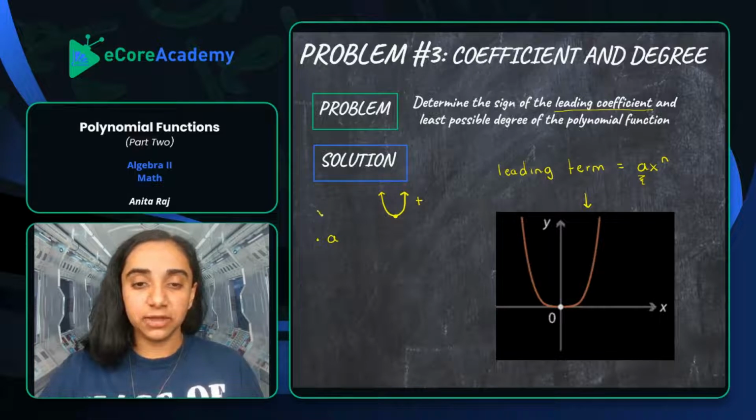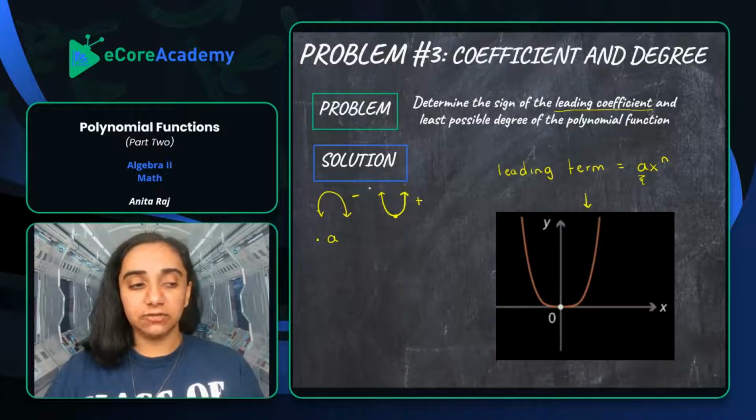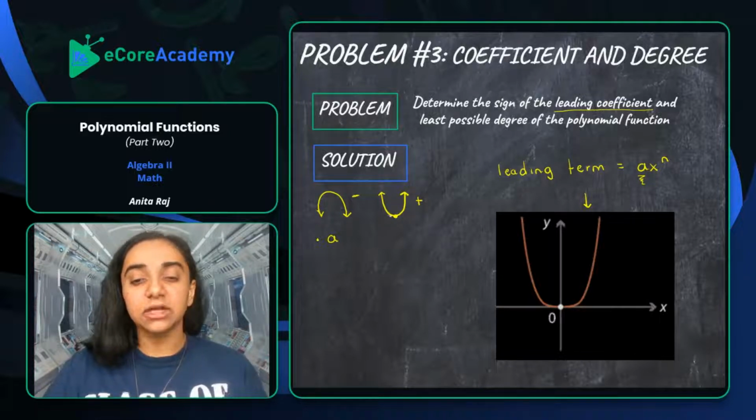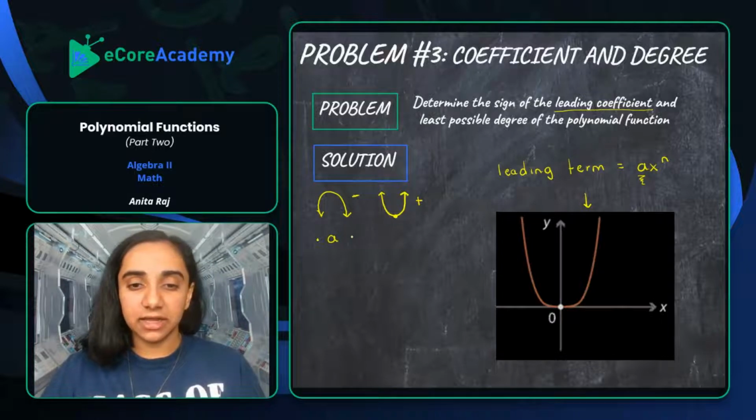However, if it was shaped like this, we can look at this as being upside down. It's negative. So this is the difference. So what we're looking at is something that opens upward, not downward. Since it opens upward, it's not reflected, so it's positive. So we can say that a is positive.